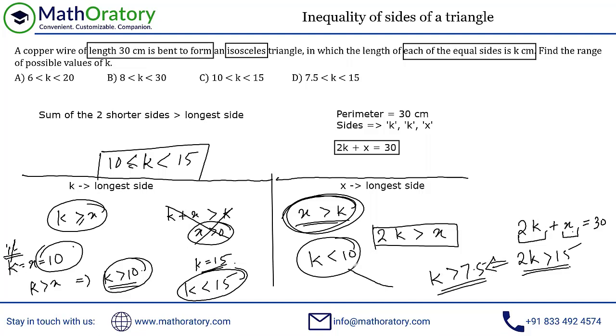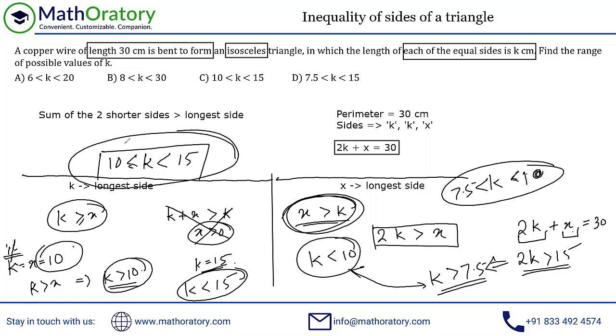So if you think about a combination of this particular range, we have k greater than 7.5 and less than 10, right? So this is the second scenario. Combining these two ranges, I hope you can see that the range of k could be anything greater than 7.5 and less than 15. So any number between 7.5 and 15 is acceptable for the value of k in this case. Even 10 is acceptable, in which case it becomes an equilateral triangle. So option D should be the right answer here.